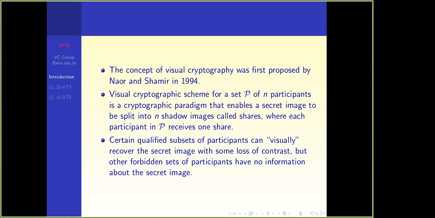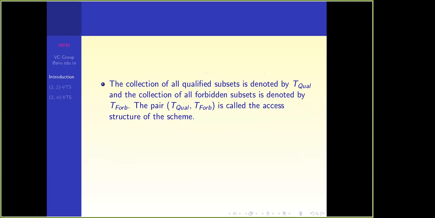I told you about k and n earlier, but in general you can make it a more elaborate, more general setup. Out of these participants, some are qualified and some are non-qualified. When the qualified people come together, they can recover the secret. The other, forbidden people cannot look into it. So I'll put this into a mathematical sense.